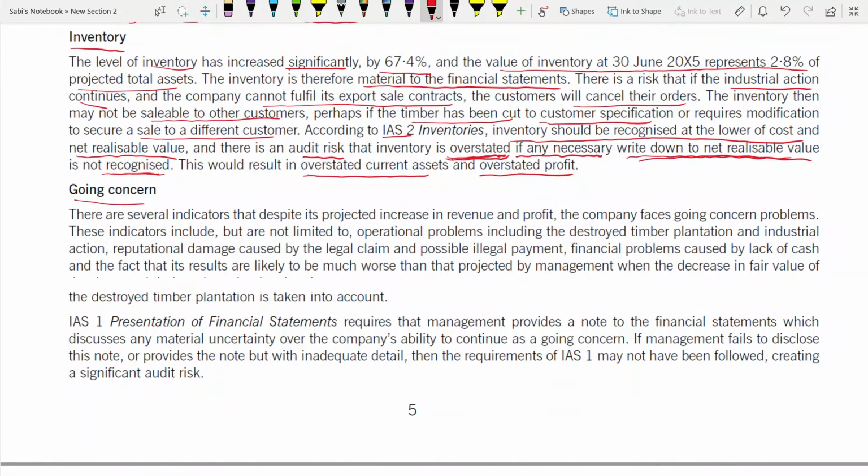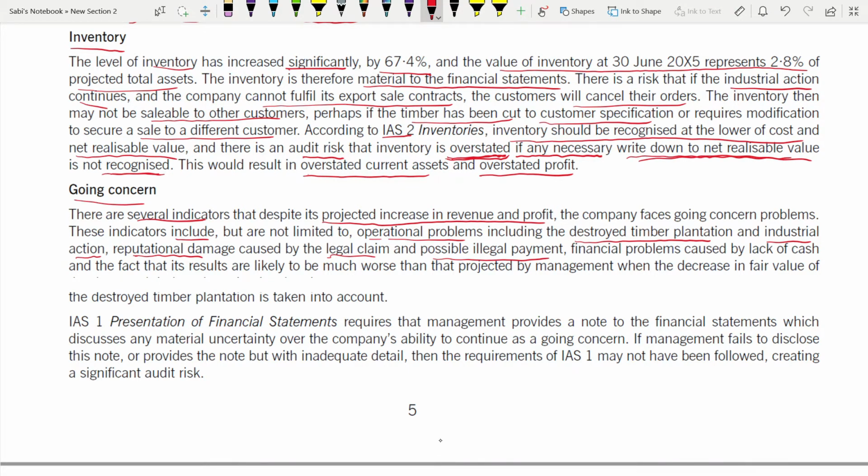For example, there are several indicators that despite its projected increase in revenue and profit, even though profit and revenue are increasing, still there are indicators that the company is facing some going concern issue. What are those indicators? Include the indicators. You can write 2-3 indicators. One is operational problems. Why? Because of the destroyed timber plantation and industrial action. Next, reputational damage caused by legal claim by the employees, and also illegal payment. So all these are issues of going concern.